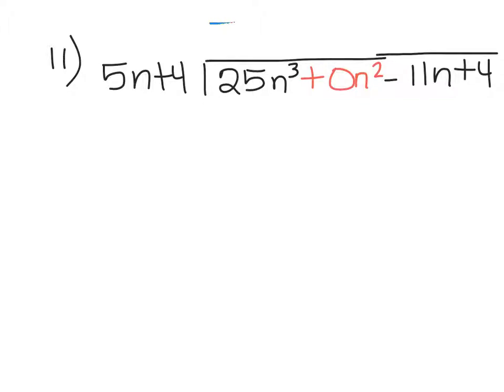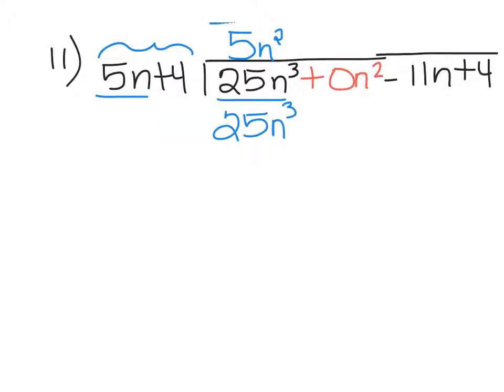Once I rewrite it with that placeholder, again, I'm going to look at this first term and this first term and ask yourself, what can I multiply 5 by to get 25? Well, I'm going to multiply that by 5, and then n times what would give me n cubed? Well, I would have to multiply n by n squared. So now take that 5n squared and multiply it by this whole thing. So 5n squared times 5n is going to give me 25n cubed. And 5n squared times 4 is going to be plus 20n squared.